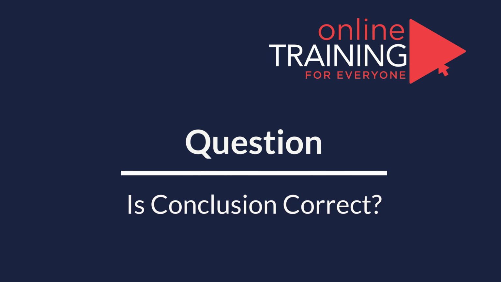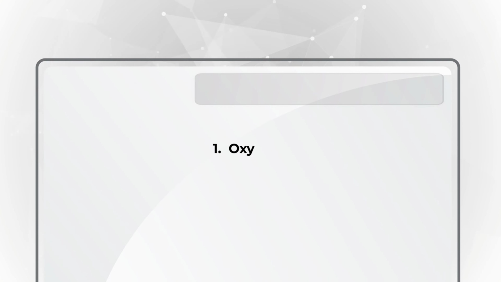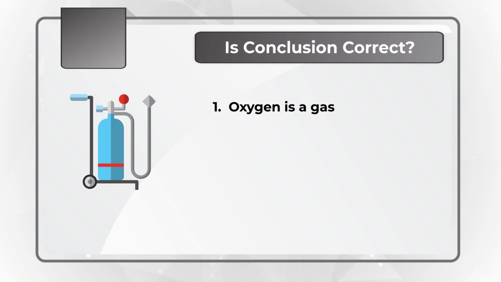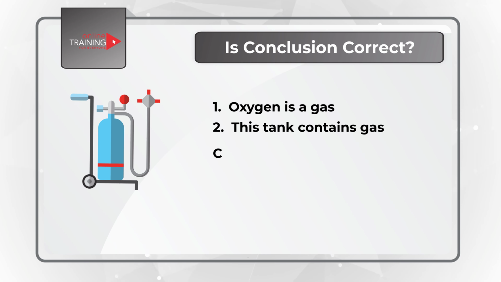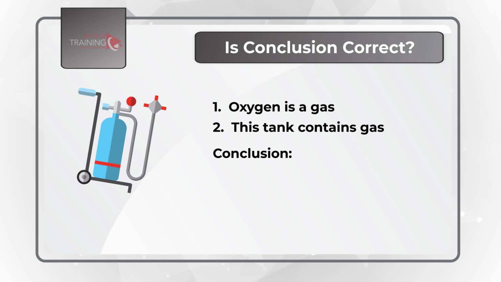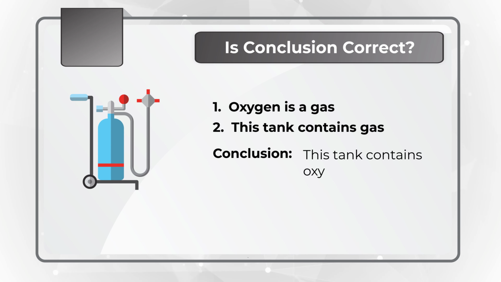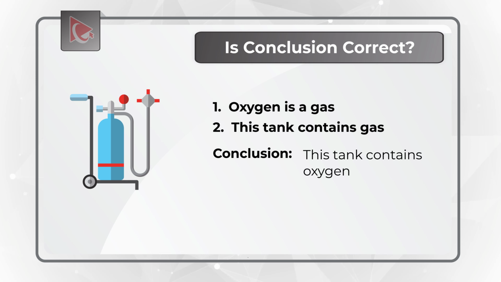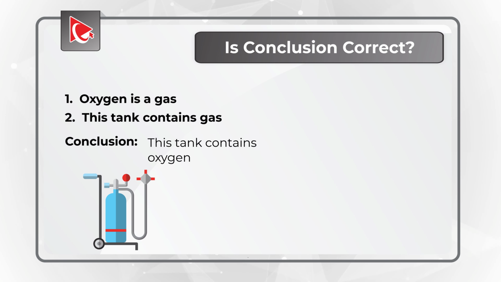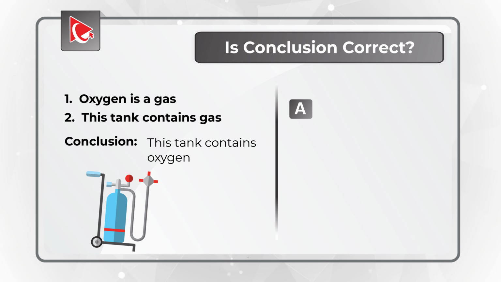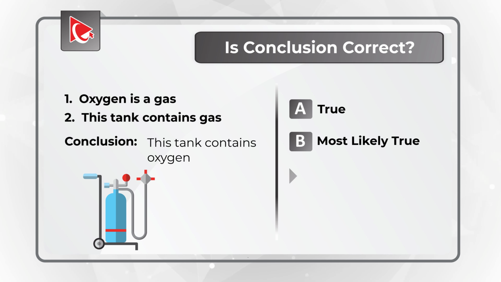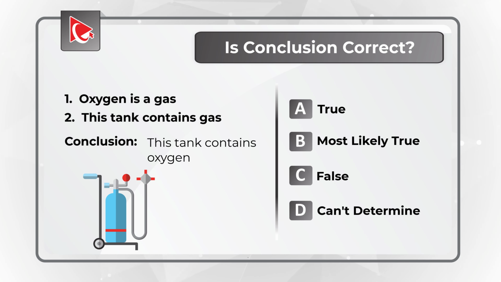Let's look at the question where you need to come up with the logical conclusion. Oxygen is a gas. This tank contains gas. The conclusion drawn based on these two statements is that this tank contains oxygen. You need to determine if this conclusion is correct, and your choices are choice A, true, choice B, most likely true, choice C, false, and choice D, cannot determine.